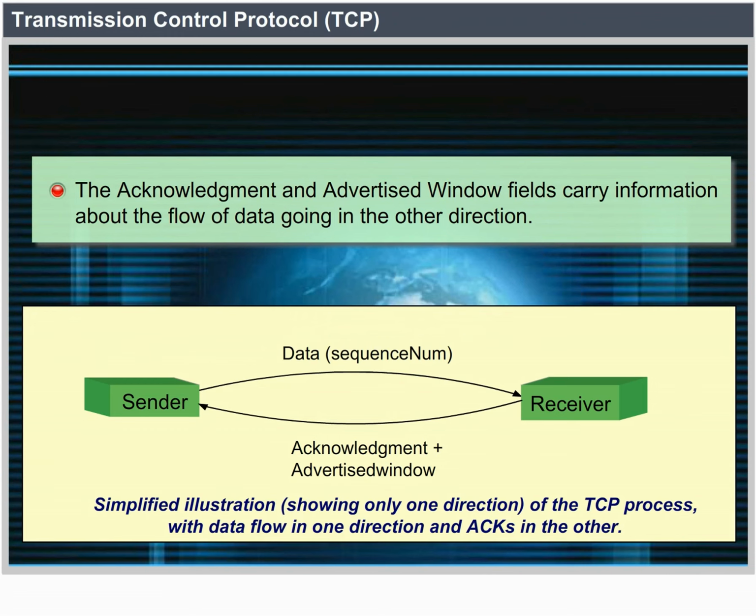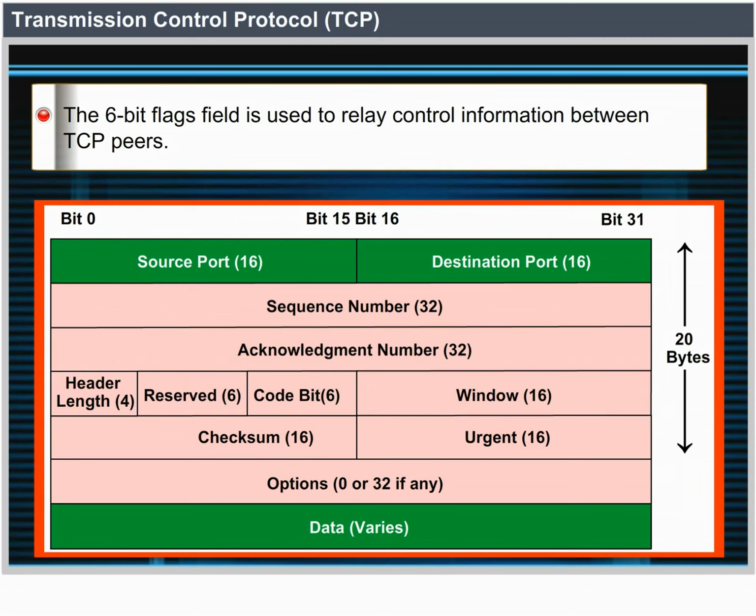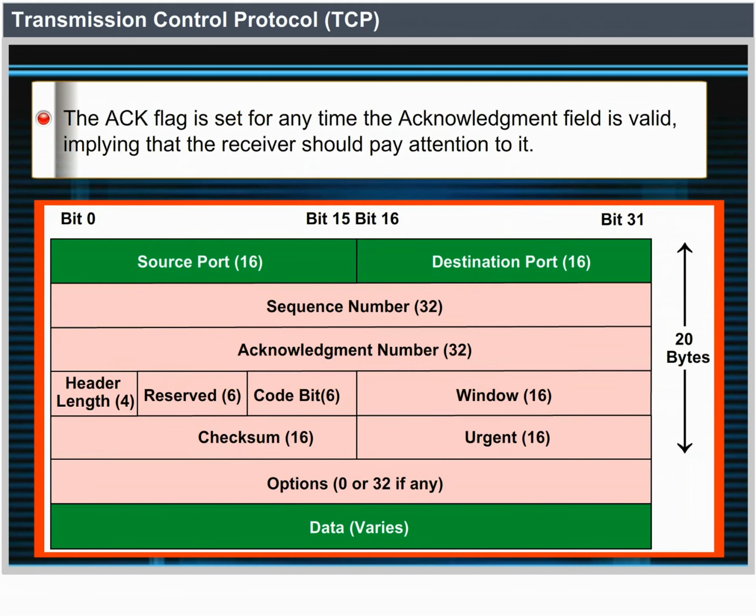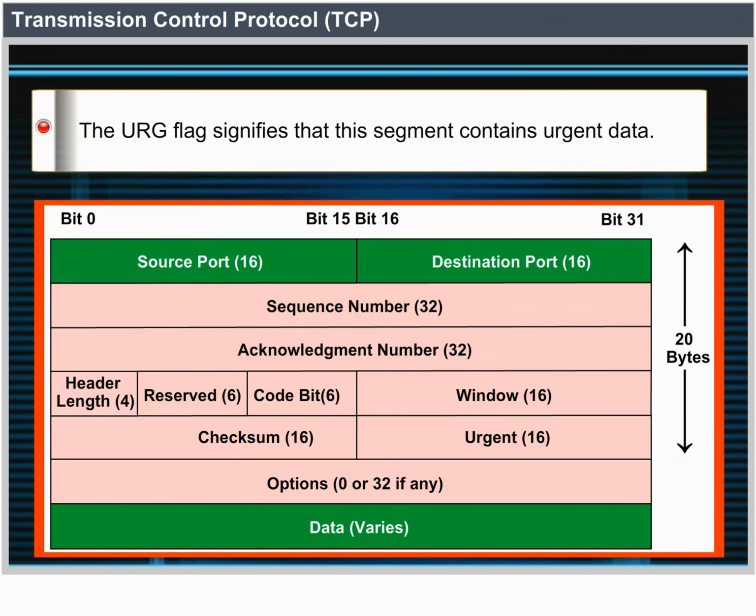The 6-bit flags field is used to relay control information between TCP peers. The SYN and FIN flags are used when establishing and terminating a TCP connection respectively. The ACK flag is set anytime the acknowledgement field is valid, implying that the receiver should pay attention to it. The URG flag signifies that this segment contains urgent data.